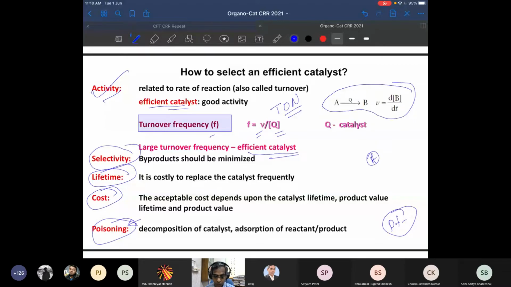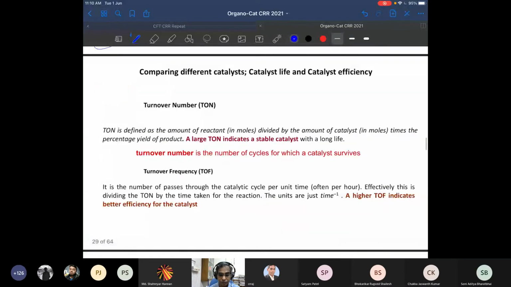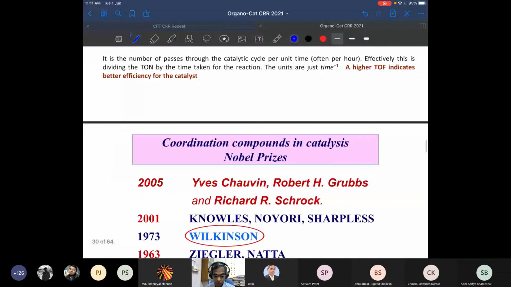So, comparing different catalysts: catalyst life and catalyst efficiency, right? There is a delay in the turnover number and the turnover frequency. The turnover number is the number of cycles for which the catalyst survives. Of course, your syllabus is not going to have any problems associated with the calculation of the turnover frequency and turnover number.